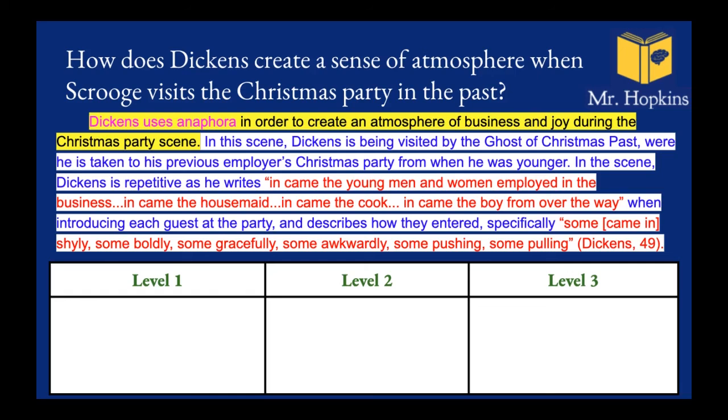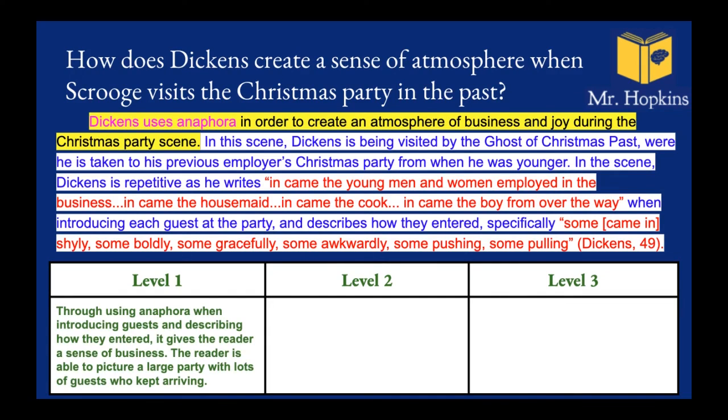Now, as it says in the topic sentence in the claim, Dickens uses anaphora. That's what I noticed there. There's a lot of repetition, some this, some this, some this. In came that, in came that, in came that. Well, what effect does that have on me? Well, it makes me think there's lots of people there. It also makes me think that it's very busy and fun. And it allows me to really have this image in my head. It's a large party with lots of guests who keep arriving.